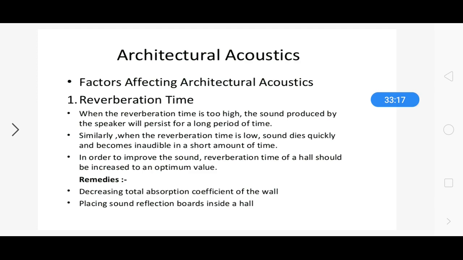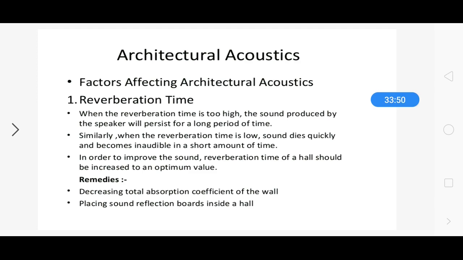What happens when it is too large? Suppose when the reverberation time is too high, the reverberation remains in the hall for a very large time, more time. Then sound prolongation is more. So the sound produced by the speaker will persist for a long period of time. It causes some disturbance.